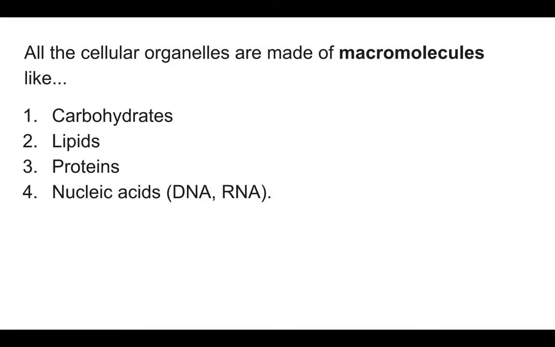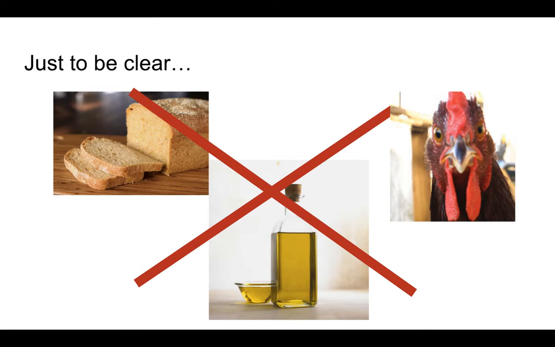You will want to write this down. You will want to know this. The first three probably sound really familiar to you: carbohydrates, lipids, and proteins. Nucleic acids is really just another word for DNA and RNA, and we'll go more into that later on this year. Just to be clear, when I say carbohydrates, proteins, and lipids, I'm not talking about bread, oil, or chicken. We're not just shoving a whole bunch of these large foods into your cells, but really what makes up those items in particular.